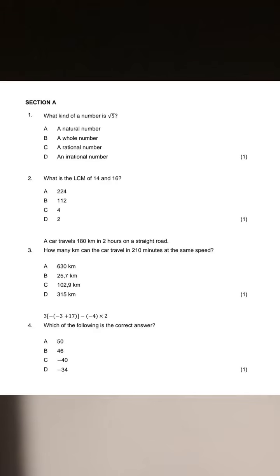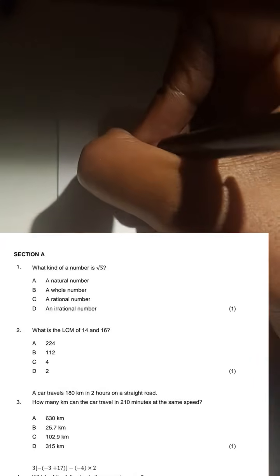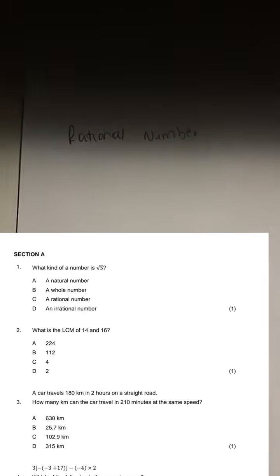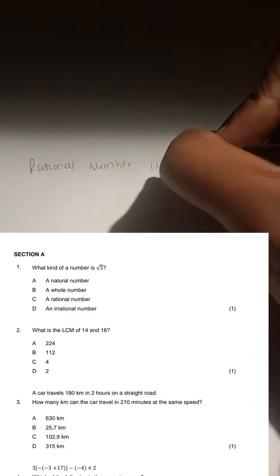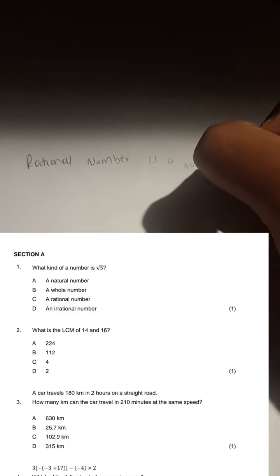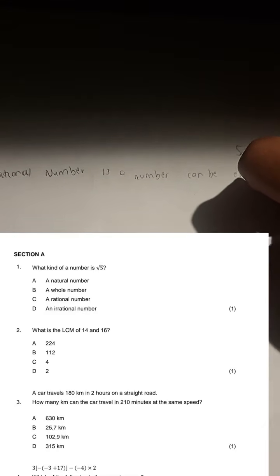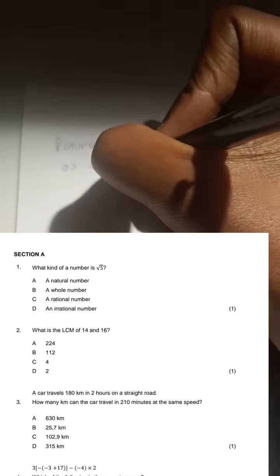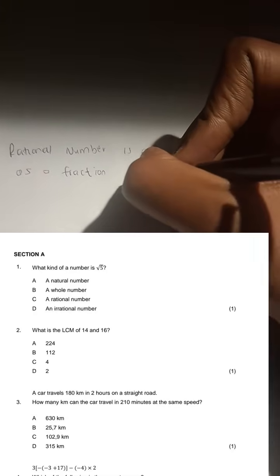What about C? A rational number. Now, by definition, guys, what is a rational number? I want to remind us that a rational number is a number that can be expressed as a fraction, and generally speaking, we can say A over B.